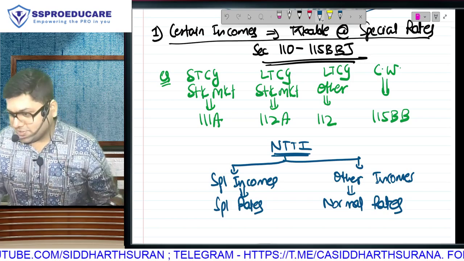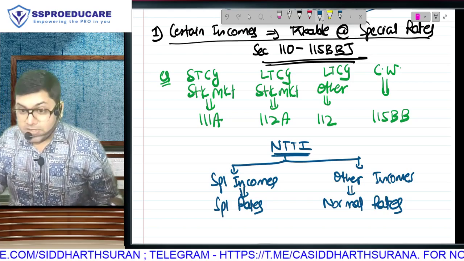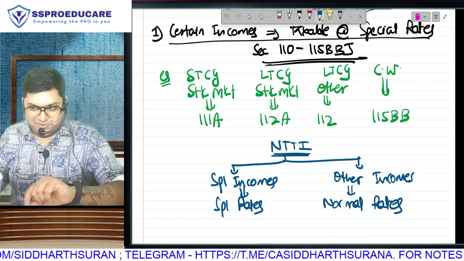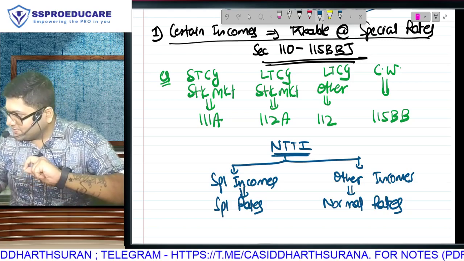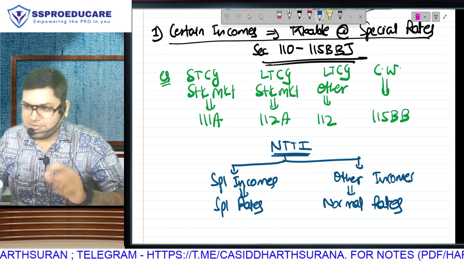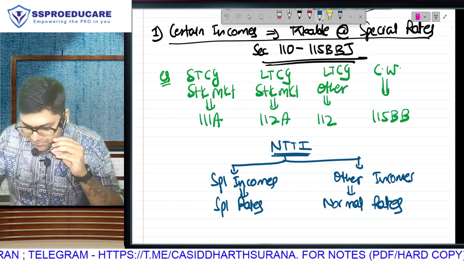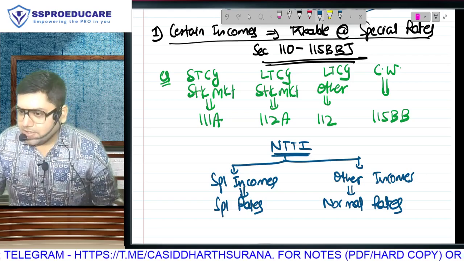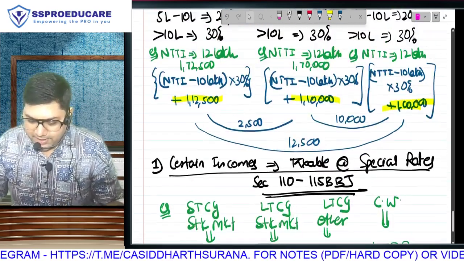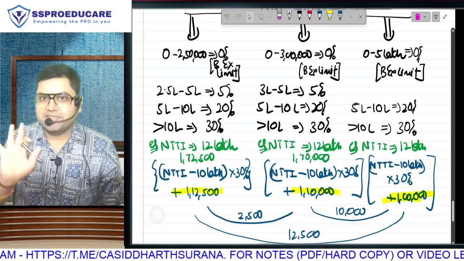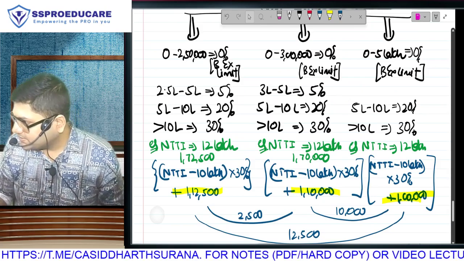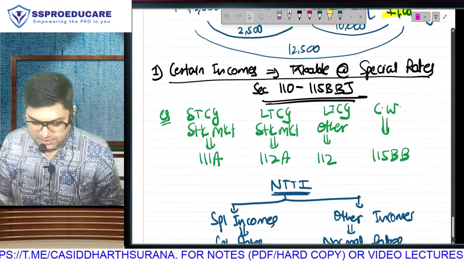Because normal rate can be as per old, as per new. For individual, HUF, we have slabs. For company, firm, we have a flat rate. So instead of saying slabs, we can say normal rates. Is the first thing clear? That you don't have to apply the slabs directly. Some incomes will be taxed at special rates.